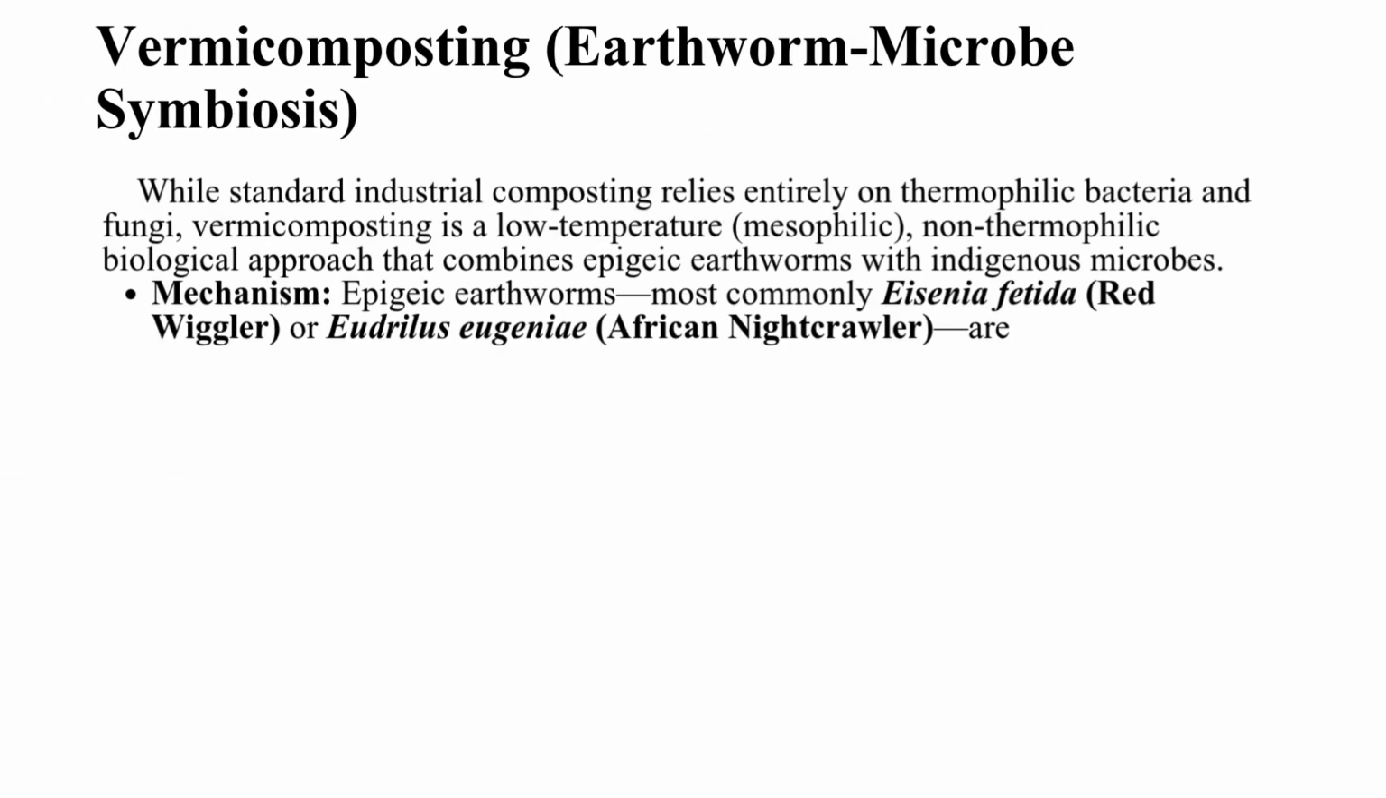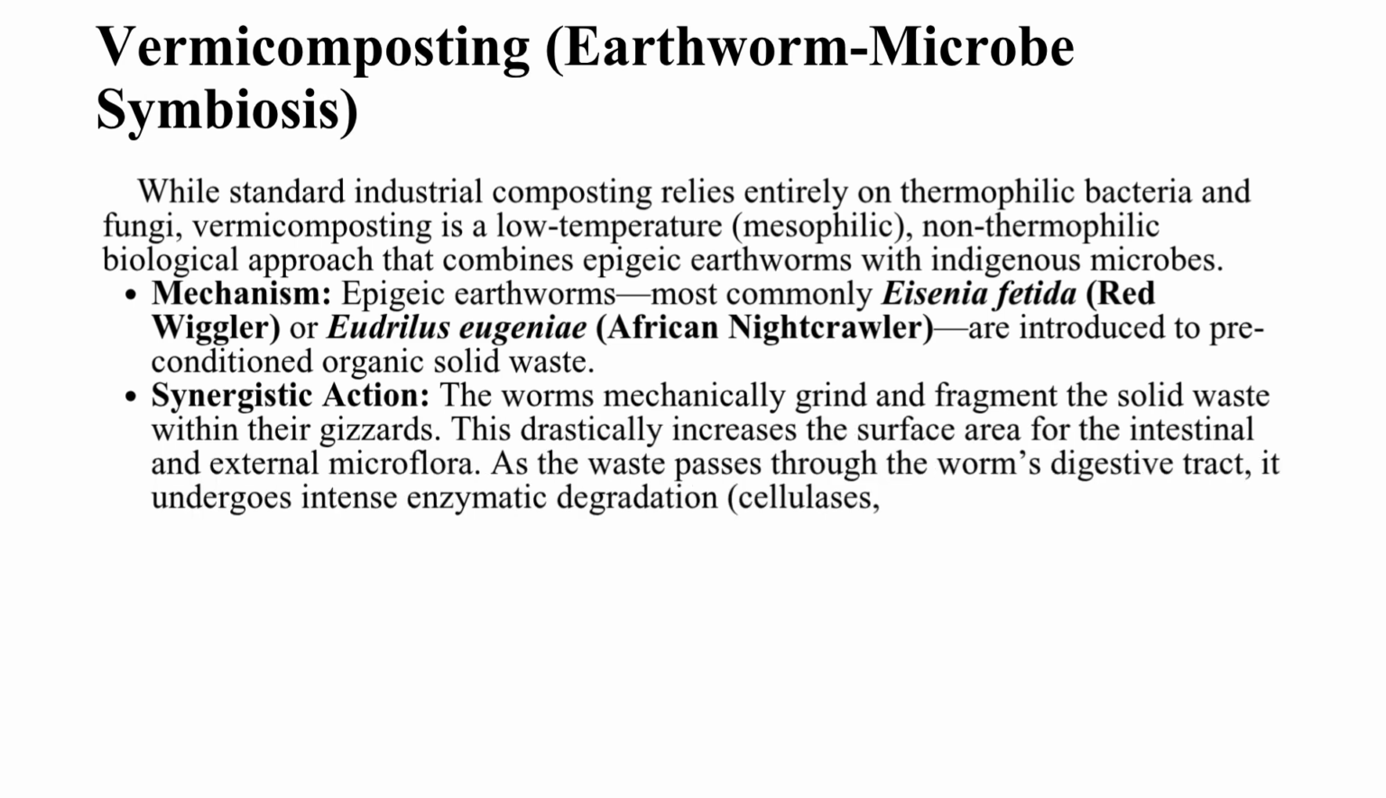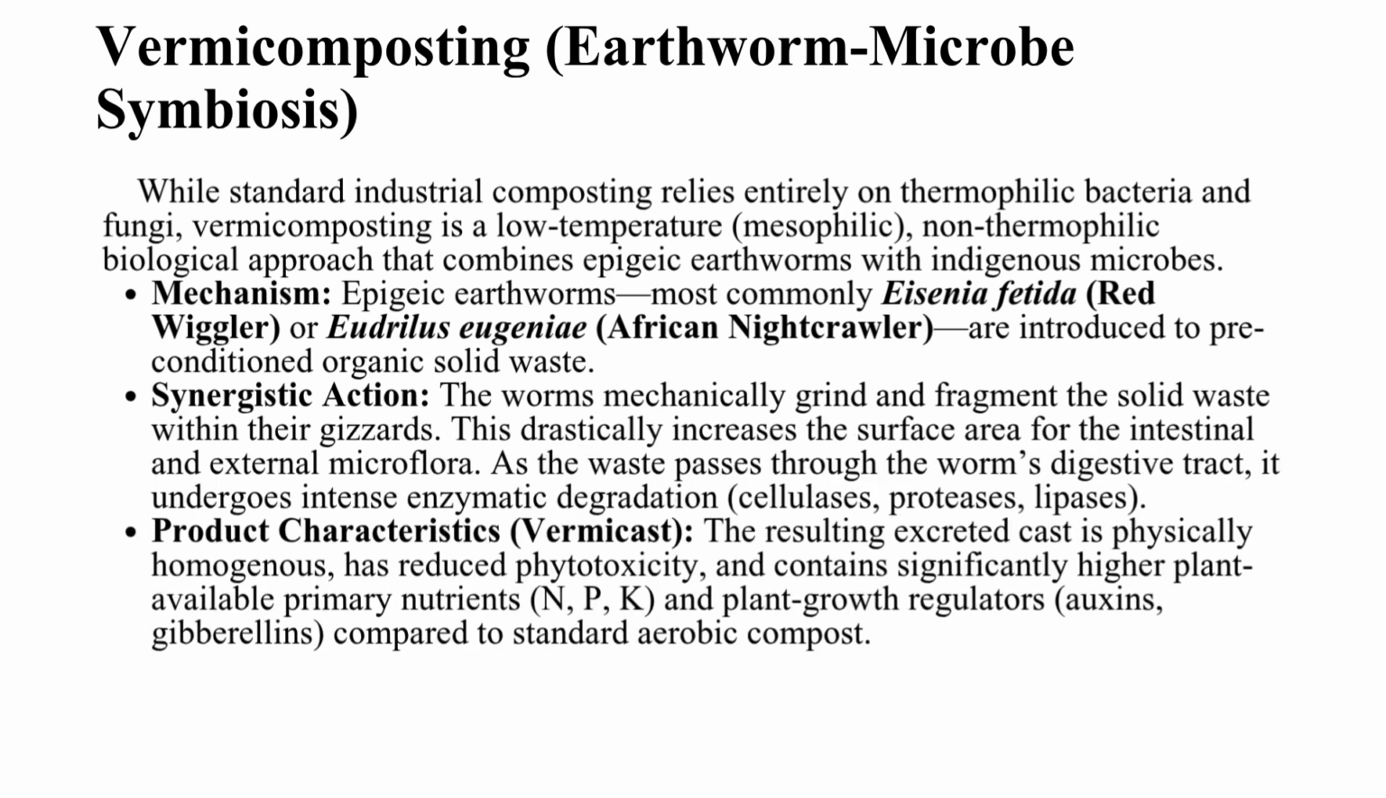Another sustainable technology is vermicomposting. Unlike conventional composting, vermicomposting is a low-temperature biological process involving earthworms and microorganisms. Commonly used earthworm species are Eisenia fetida, known as the red wiggler, and Eudrilus eugeniae, known as the African nightcrawler. The worms mechanically grind and fragment organic waste in their digestive systems. This increases surface area and promotes microbial activity.